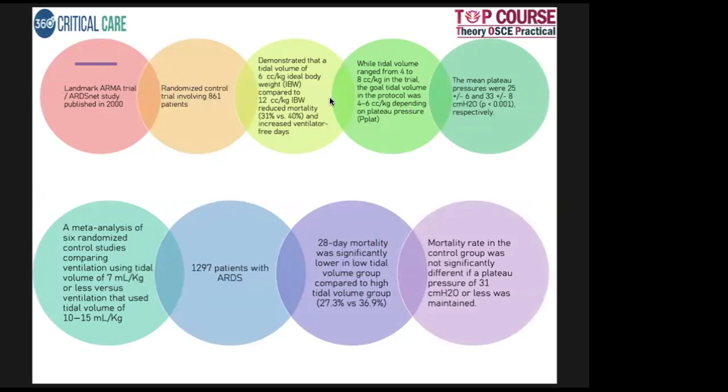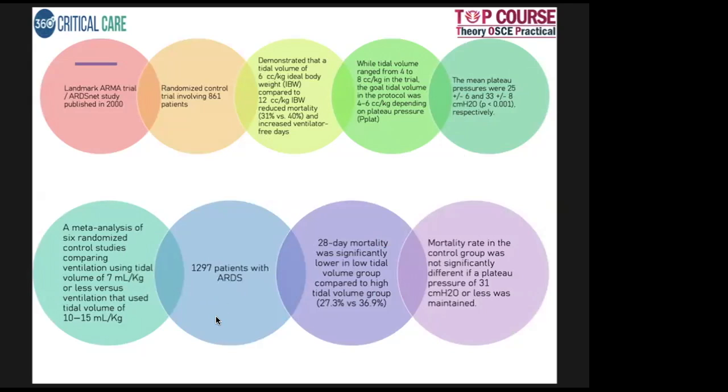The tidal volume ranged between 4 to 8 ml per kg in the trial, and the goal tidal volume used in the protocol was around 4 to 6 ml per kg, depending on the plateau pressure changes. And the mean plateau pressures were maintained between 25 to 33 centimeters of water.